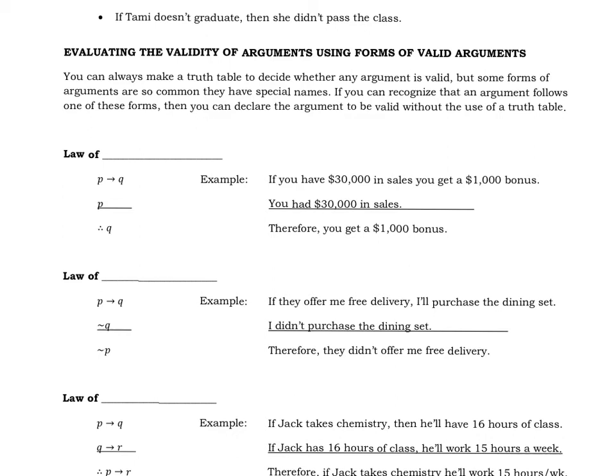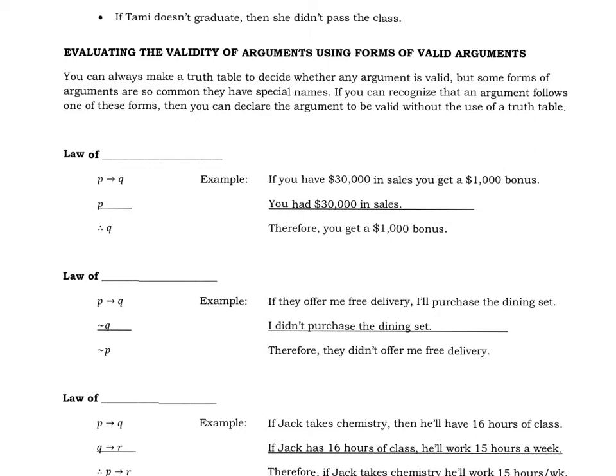Logic using forms of valid arguments. So you can always make a truth table to decide whether or not any argument is valid, but some forms of arguments are so common they have special names. If you can recognize that an argument follows one of these forms, then you can declare the argument to be valid without the use of a truth table.